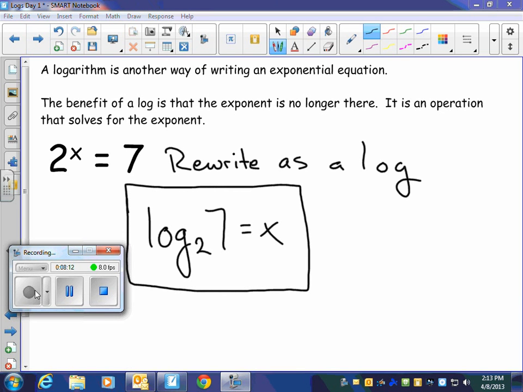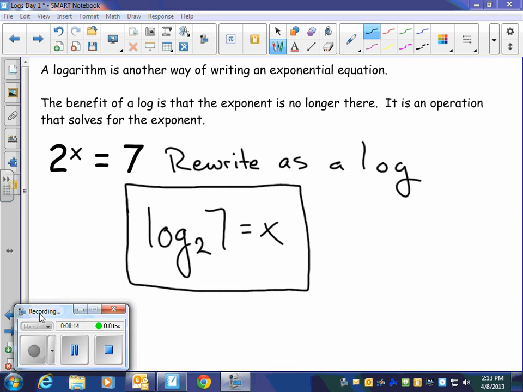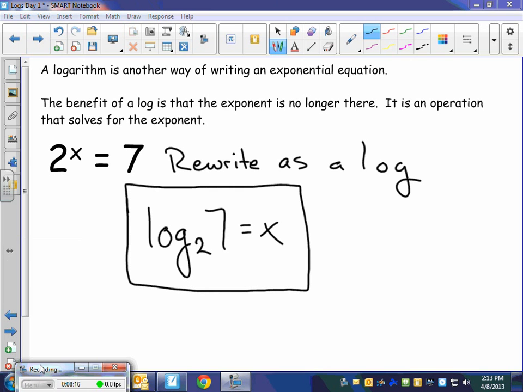The advantage of this now is this. Where is x? It's by itself now. X is by itself in this statement. We didn't have an inverse operation a few moments ago. We said it had to be between 2 and 3, but we didn't have an inverse operation to get the x out of the exponent.